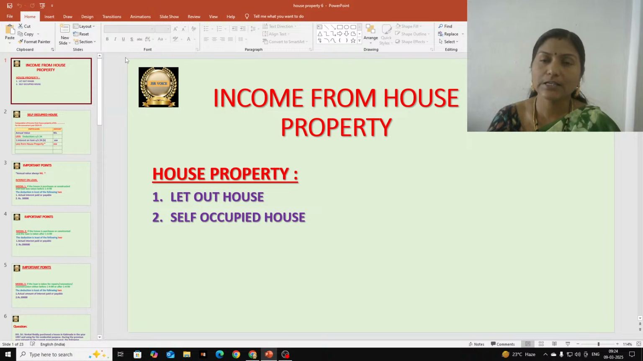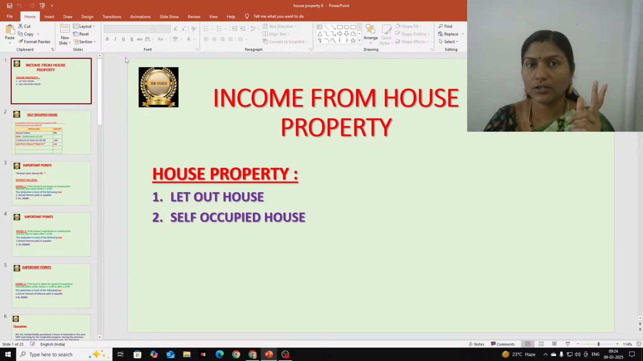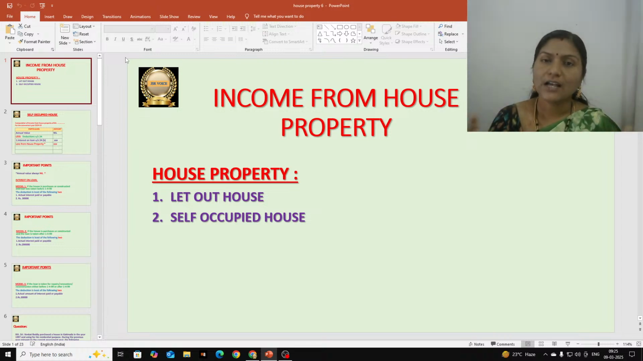Actually, every assessee has 5 heads of income. One is income from salary, second is income from house property, and third is income from business or profession. Fourth is income from capital gains. Fifth is income from other sources. If an assessee has these kinds of incomes, they should be calculated, and then tax will be imposed by the income tax department. So we should learn how to calculate each head of income, so that we can apply all the rules and calculate that particular income.